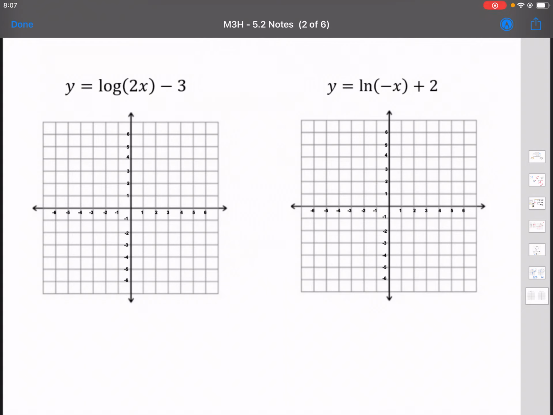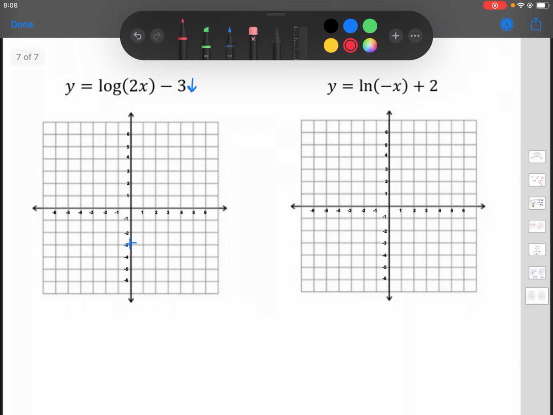Let's do our last two graphs. I'll once again show both methods so that you get a good idea based on what you want to do. If I were doing key points, or even if I were doing a table, I would know I'm going down 3 for this one, which tells me, because with either method it's going to be easier if you know where your asymptote is, that we have a vertical asymptote at x equals 0.